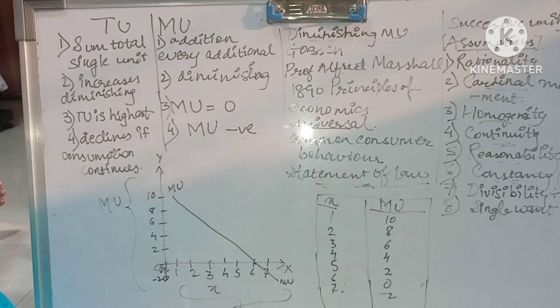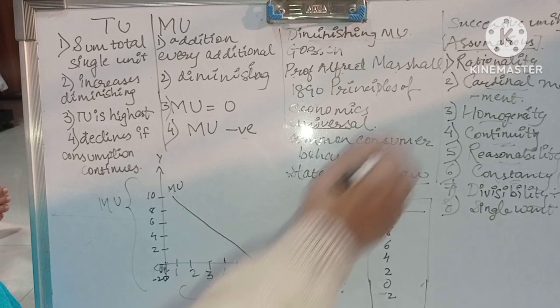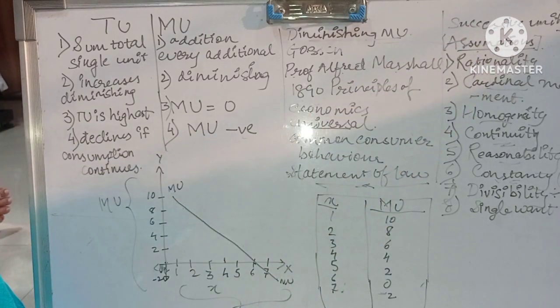Okay, so now let's move on to the next thing, that is exceptions. These were the assumptions. So now let's move to the exceptions. What are the exceptions to the law of diminishing marginal utility?